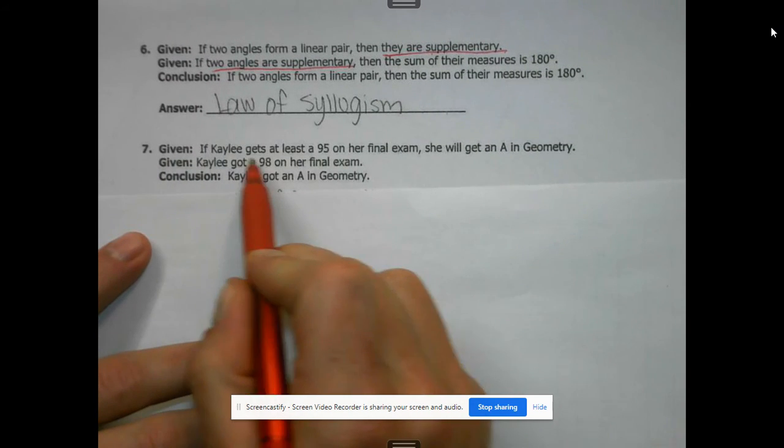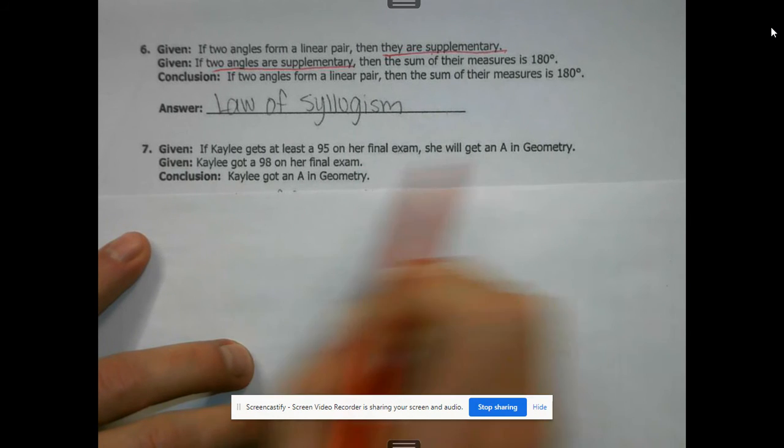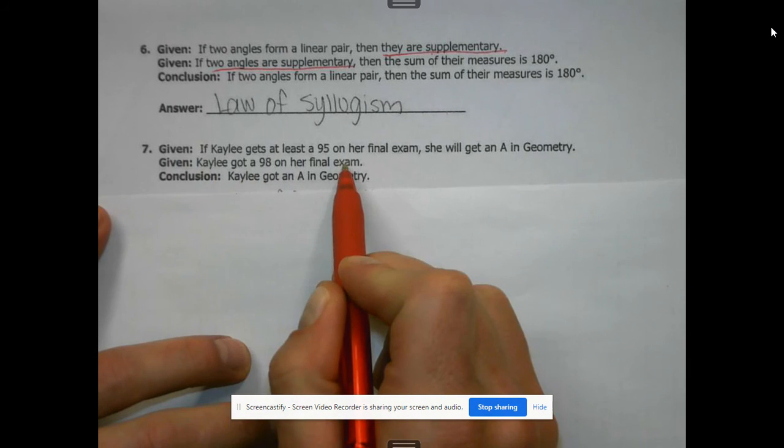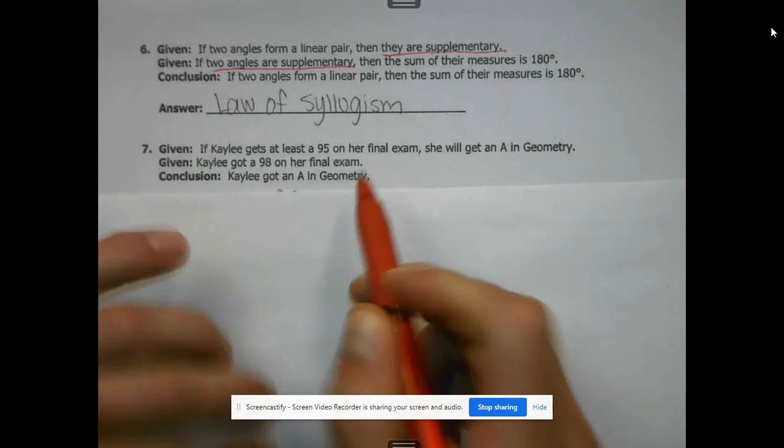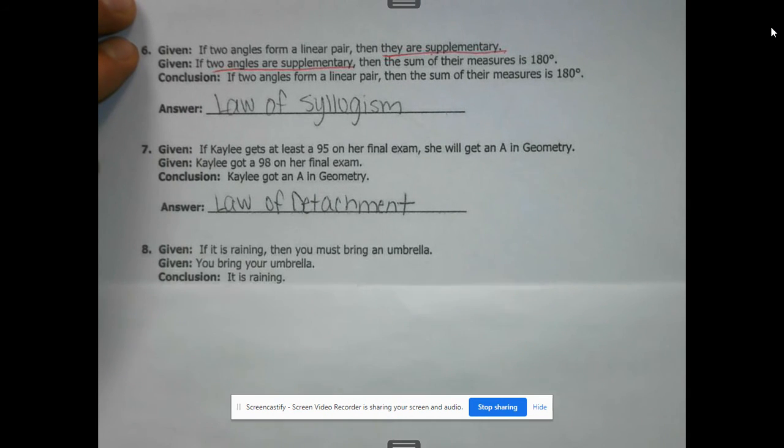All right, if Kaylee gets at least 95 on the exam, she will get an A in geometry. Well, Kaylee got a 98, so what does that mean? She got an A in geometry. Law of detachment.